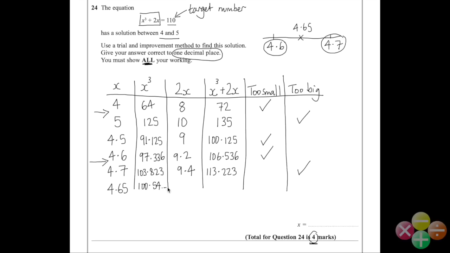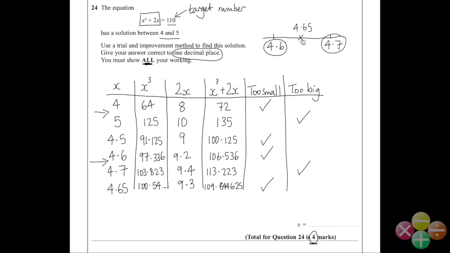100.54, and then you'll get a calculator full of numbers. Keep those numbers because we can add them to the 2x when we fill in this column. Now when we do 2 lots of 4.65 for our 2x column, we get 9.3. If we add together, remember the full calculator display for this one, plus the 9.3, we get 109.844625. Now we can see that that's just too small.